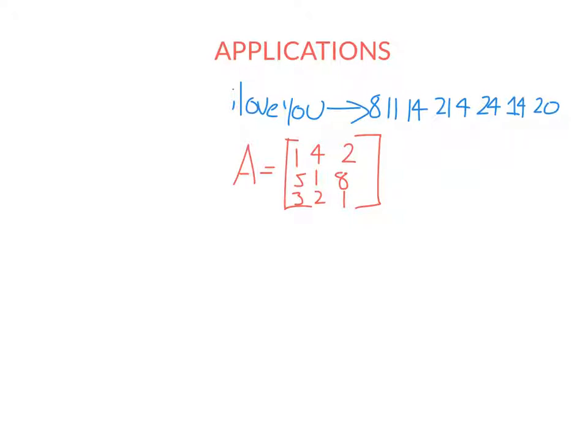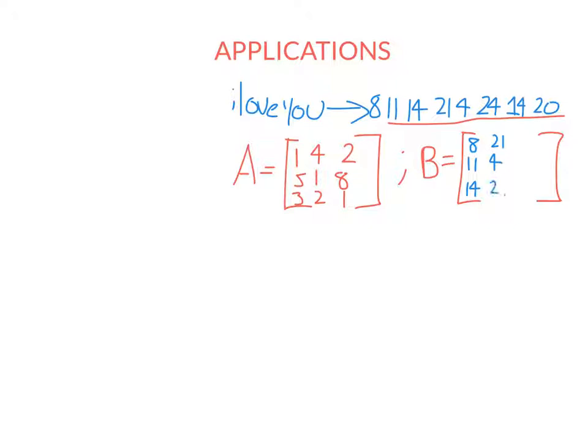Now we need to put the message into a matrix. I'll call that matrix B. So it's just going to have all the numbers from our message. Now because A is a 3 by 3 matrix, B needs to be a 3 by something. It needs to have 3 rows. So what we do is we go down. So we'll go 8, 11, 14, and so on.